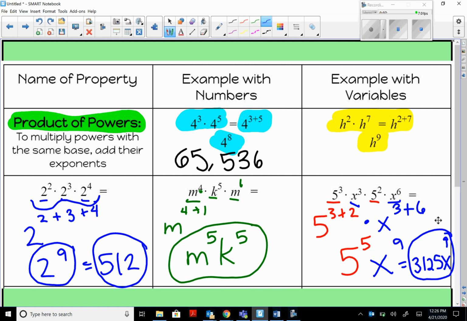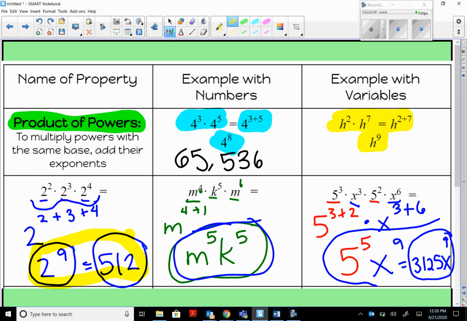And that's it. So just going back over it for the people that paused the video, the answer to the first one is 2 to the 9th, or 512. The answer to the second one is m to the 5th power times k to the 5th power. And then the last one is 5 to the 5th times x to the 9th, or 3,125 x to the 9th power.